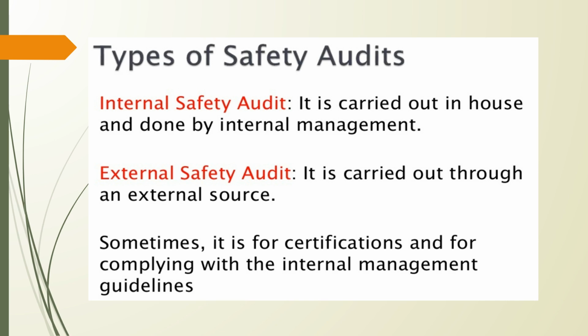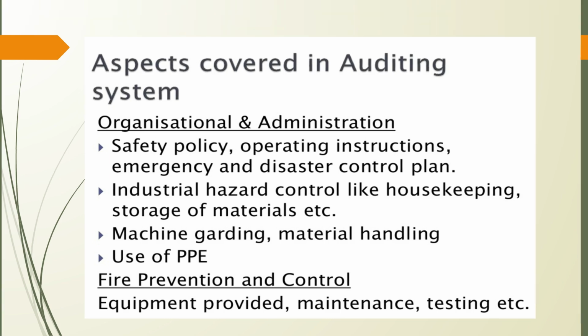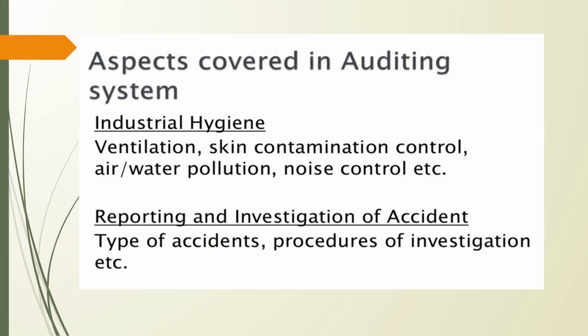Aspects covered in auditing system: organizational and administration safety policy, operating instructions, emergency and disaster control plan, industrial hazard control like housekeeping, storage of materials, etc., machine guarding, material handling, use of PPE, fire prevention and control equipment provided, maintenance, testing, etc. Also covered: industrial hygiene, ventilation, skin contamination control, air/water pollution, noise control, etc. Reporting and investigation of accidents, type of accidents, procedures of investigation, etc.